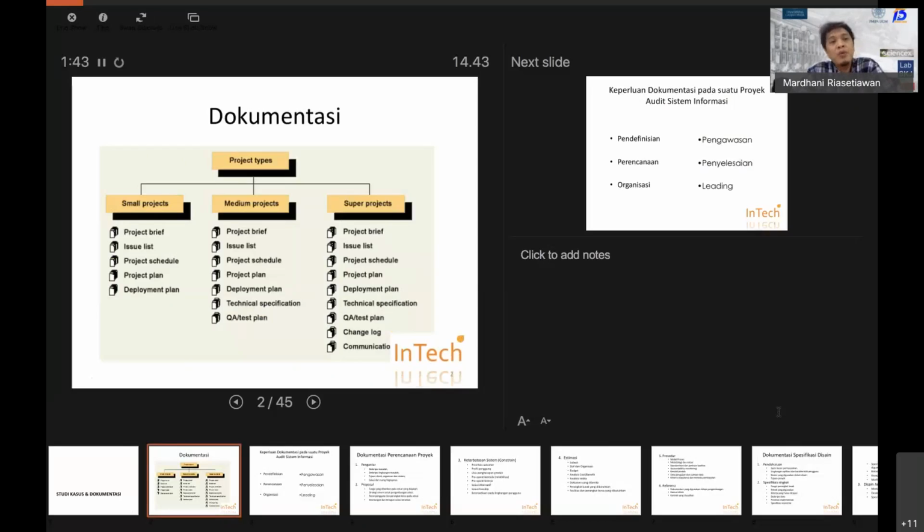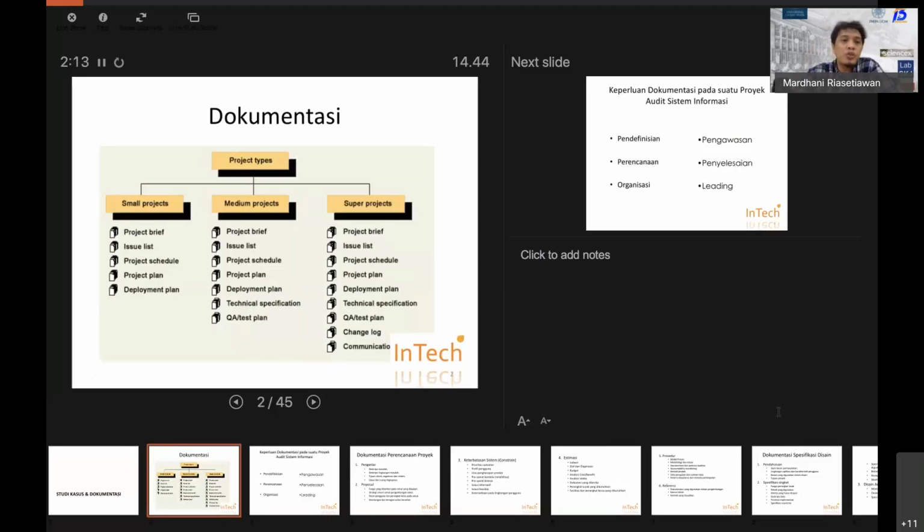Or maybe we can say that the definition of small, medium, and super project is based on the board of directors itself or the organization itself. Maybe they have their own assumption about the scope of the project. But whatever we use to define whether it is a small, medium, or super project, it doesn't matter. Our concern is the content, the important points of each project.